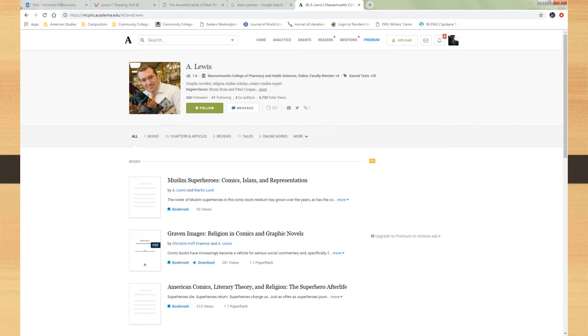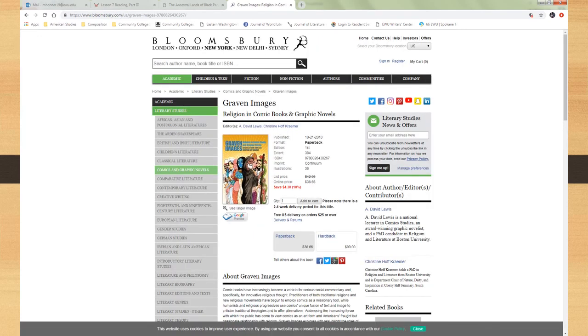I'm going to look one last place. And so he published a number of books. One of his books about comic books, Graven Images, was published by Bloomsbury Academic. So Bloomsbury is a huge publisher, but they have an academic division. You can see that's highlighted there. And so if he's published by Bloomsbury Academic, that's very reliable. So is he published by them, or was he making this up?